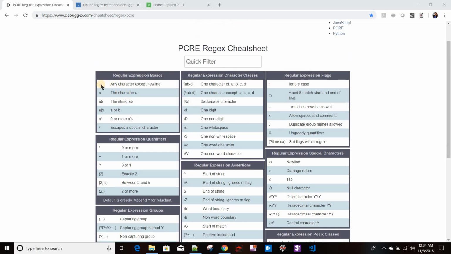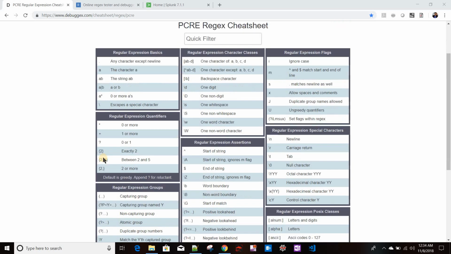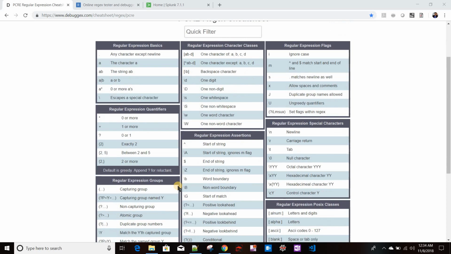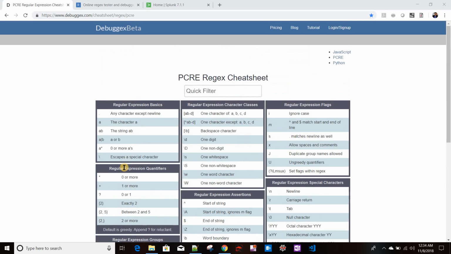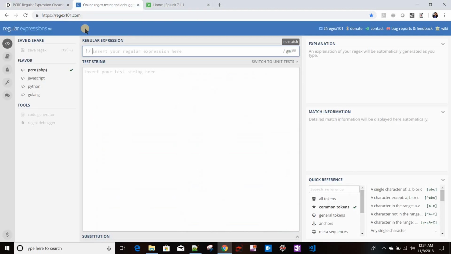If you see here, this is a PCRE chart I have. It lists all the different syntaxes and expressions you can have in PCRE. And I have regex101.com, where you can test out our regular expressions.